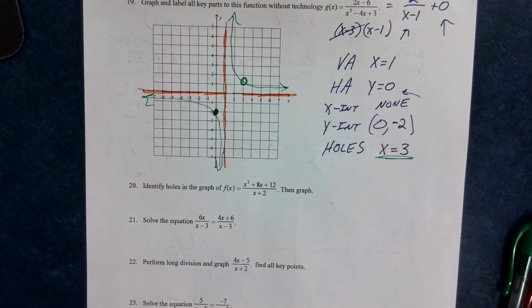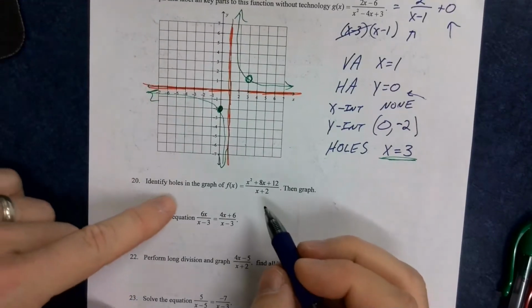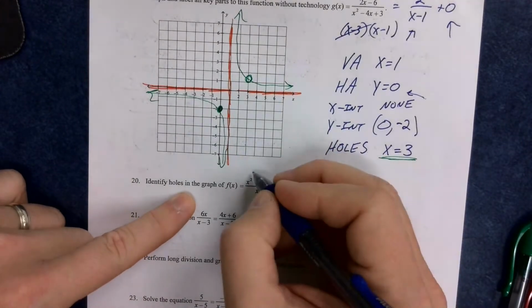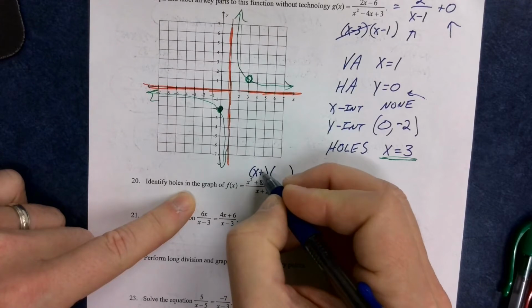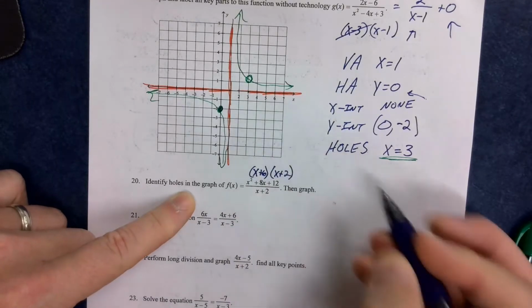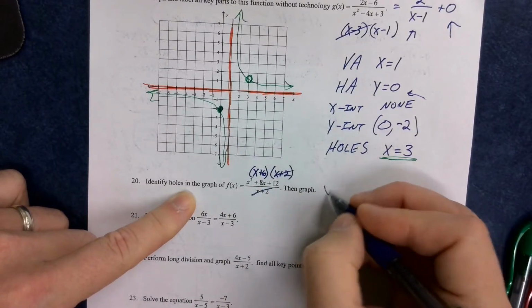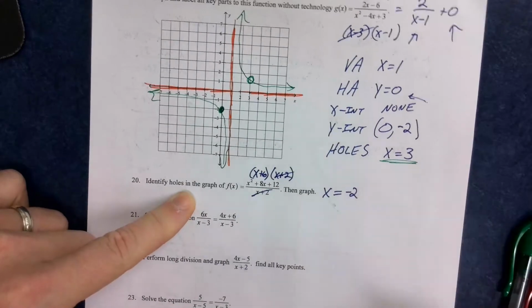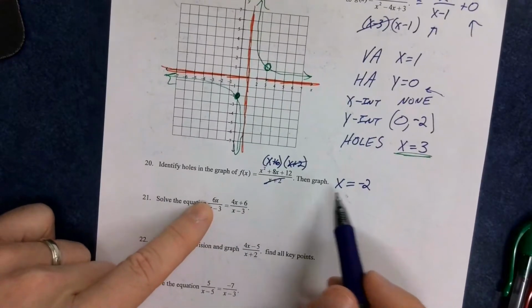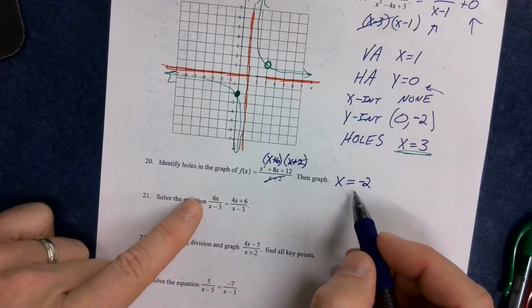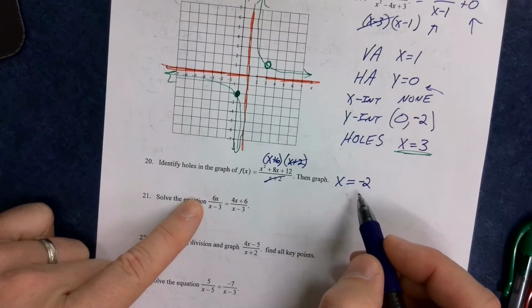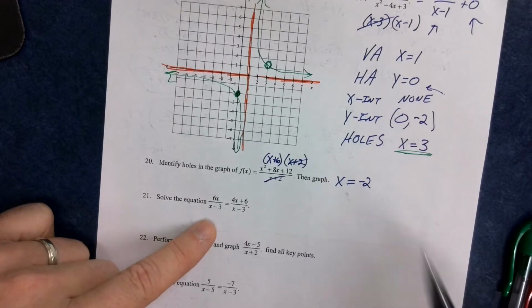So, here we go. Next, identify holes in the graph of this one. Well, I don't know if there's holes until I factor. This is x plus 6 and x plus 2. Bing, bing. There's a hole at x equals negative 2. So this is kind of an easy question compared to this last one. This last one had lots of stuff, but this at least is a way for you to be able to check to see if, hey, I understand what a hole is or where it comes from.